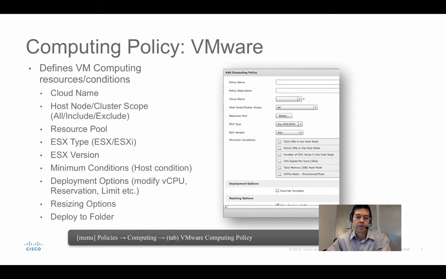So this is the computing policy, we call it. This is like which host, which version, minimum conditions. You can see on the right side, this slide says, okay, if the host has a total number of VMs more than this, then don't bother. Or the host has to have CPU utilization less than this for the last 1 week, or maybe the last 24 hours, something like that. So we can go very granular on what kind of host you'd like to deploy the next VM to, and it'll be all automated. Minimum conditions. And also you can give the options: do you want the user to modify the number of vCPUs, min limits, or resizing, and which folder it goes to.